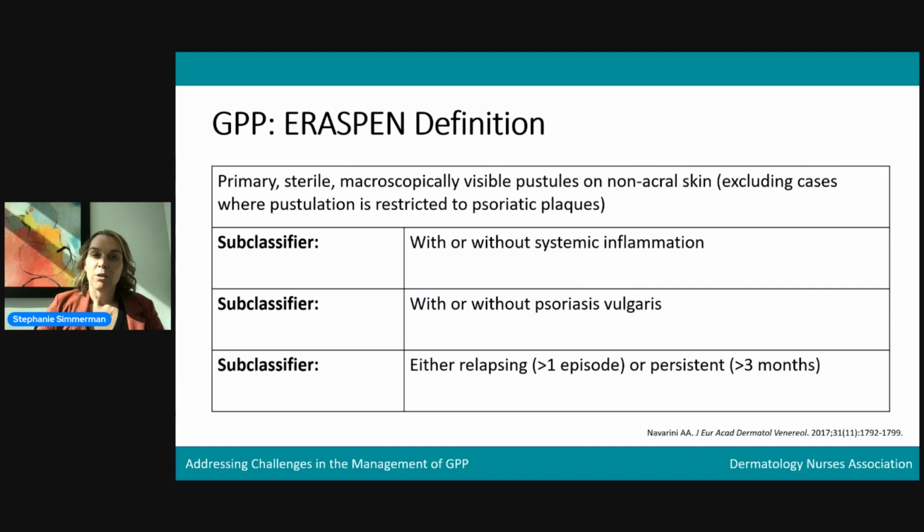There's an organization, ERASPEN is the acronym that they use, and it's the European Rare and Severe Psoriasis Expert Network. This group came out with a consensus statement on the phenotypes of pustular psoriasis. What we see here is them saying, okay, here's our definition of pustular psoriasis: primarily sterile, visible pustules on the non-acral skin. Then they look at it with these subclassifiers: with or without systemic inflammation, with or without psoriasis vulgaris, and relapsing, meaning greater than one episode, or persistent for over three months.